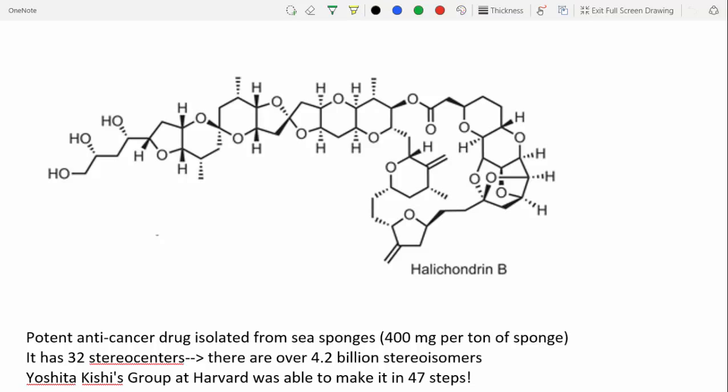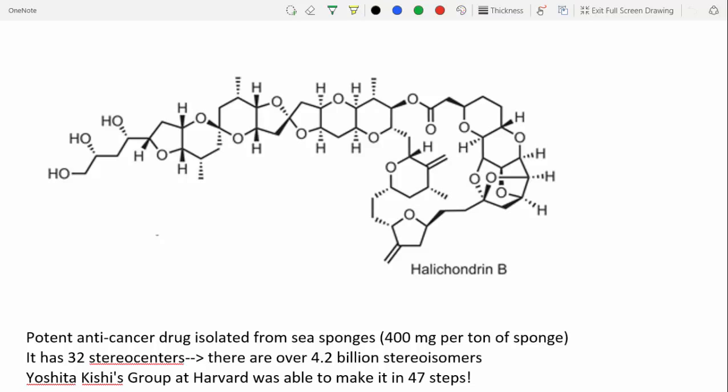And the other tricky thing with this is there are 32 different stereocenters in this molecule. This would be a good exam problem. Label all the stereocenters as R and S. And so if you factor out the number of stereoisomers for this drug, there are 4.2 billion approximate stereoisomers, which means making this thing is a bear. There was a group at Harvard that recently decided that they were up to the challenge, and they were able to make this in 47 steps.